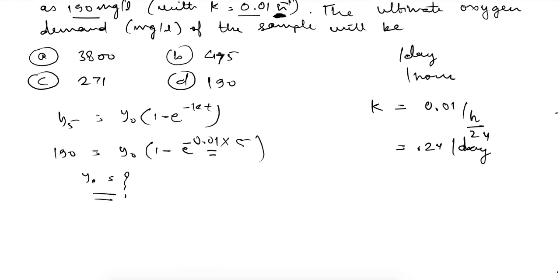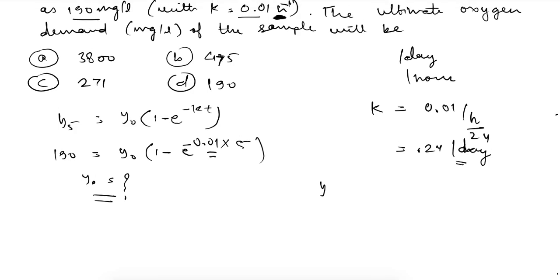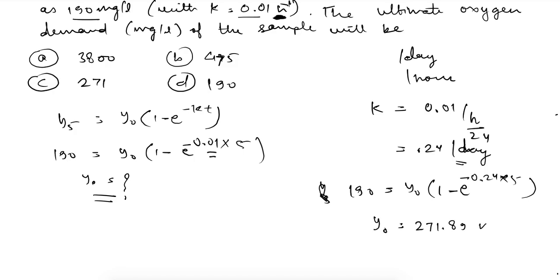Then you have to use this formula. It was just about the unit of the reaction rate constant. So you can apply: y5, given as 190, is equal to y0, which we have to find out, into 1 minus e to the power minus 0.24 into 5. So this comes out as y0 equal to 271.89 milligram per liter, which is close to option C.